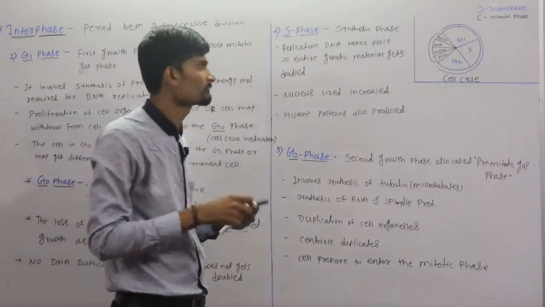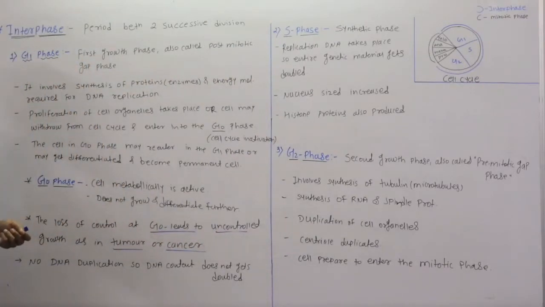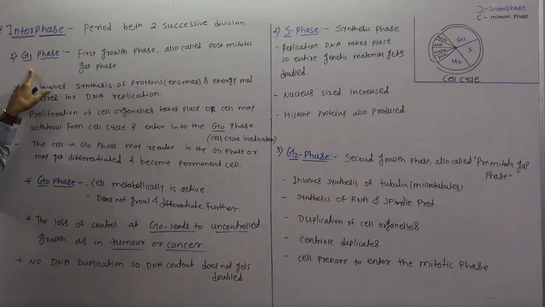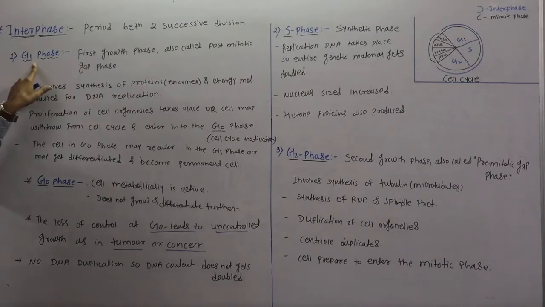Okay, mitotic phase is a division phase. So it is a period between 2 successive divisions. It means that between the 2 successive mitotic divisions. Now there is a first step, that is the G1 phase. Interphase is divided into the 3 sub stages, that is G1 phase, S phase and G2 phase.